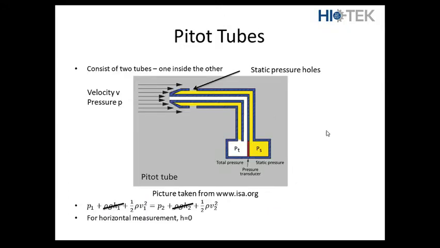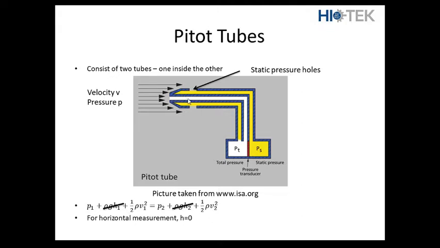So now that we've done the Bernoulli equation, we can look at the operation of Pitot tubes. If anybody's gotten onto an airplane, you've seen these strange L-shaped rods sticking out of various parts of the plane. These are the Pitot tubes, and these are the speed sensors of the plane. This picture is taken from isa.org, it's not mine. But the basic construction of the Pitot tube is one tube within the other.